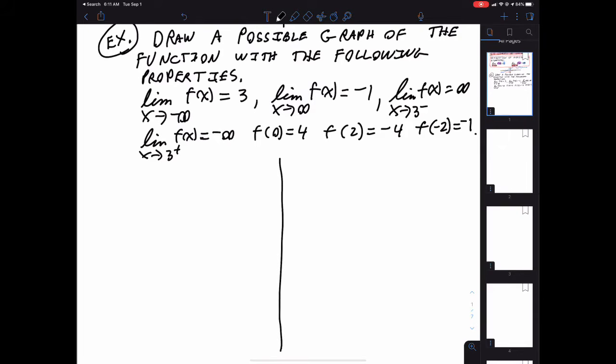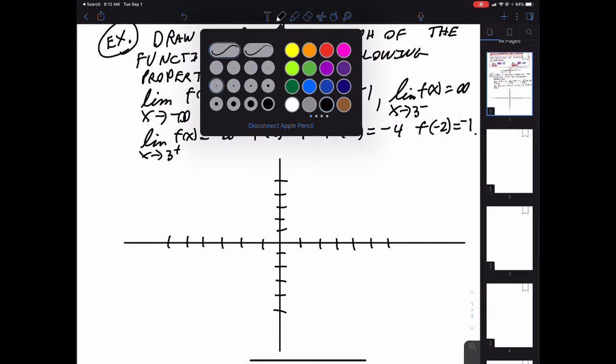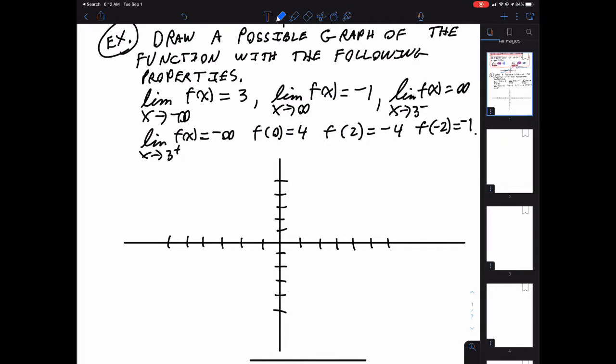So go ahead and pause. I am going to do this problem for you. Okay, hopefully you were able to graph that.